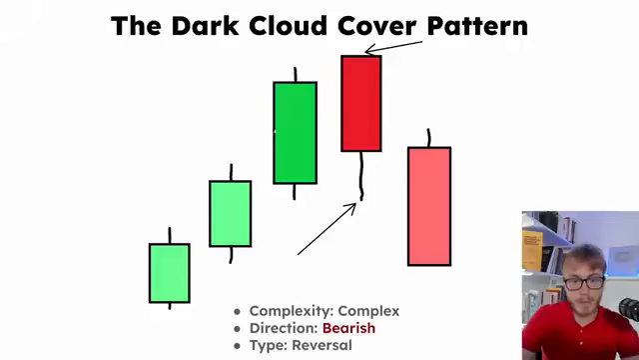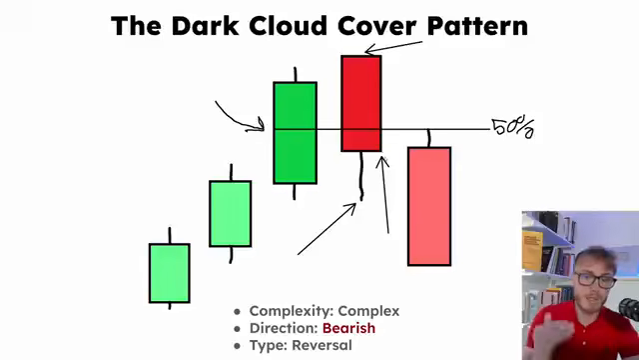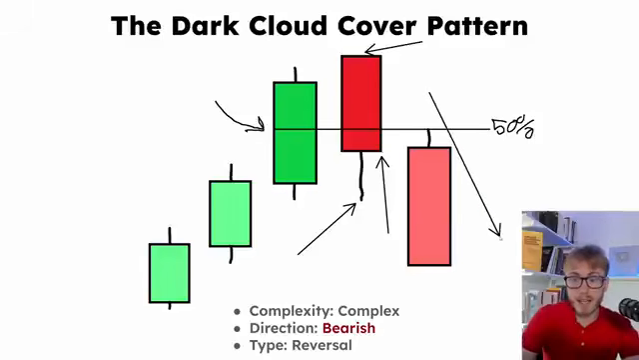The most important part is that the red candle needs to close below this 50% mark of the green candle. So once again, the 50% mark is drawn from the middle of the body of the green candle, and what we're looking out for here is a candle close below this line. When we see a candle close below the 50% line, the pattern is confirmed and indicates a reversal.